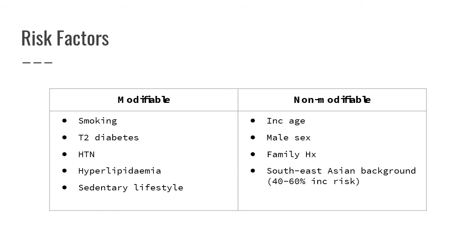Okay, so next we're going to talk about some risk factors for ACS. So we've got modifiable risk factors such as smoking, type 2 diabetes, hypertension, hyperlipidemia and a sedentary lifestyle. And we've got non-modifiable, so increasing age, male sex, family history of heart disease, and people of a Southeast Asian background are at a 40 to 60% increased risk when compared to the Caucasian population.